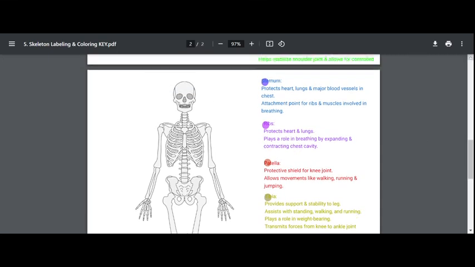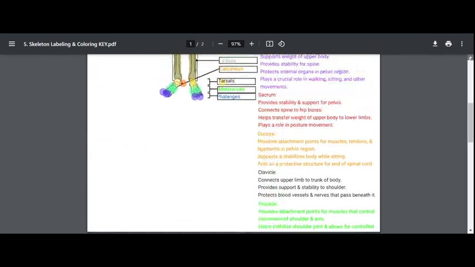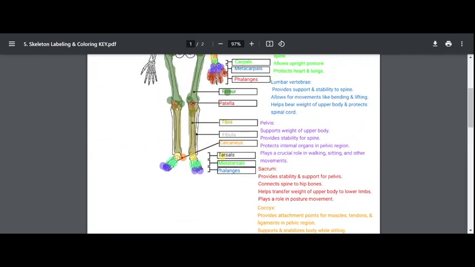Okay, so again, in gold, we have the tibia. So you can see the tibia right here in gold on both sides. Right below the patella, that's in red.